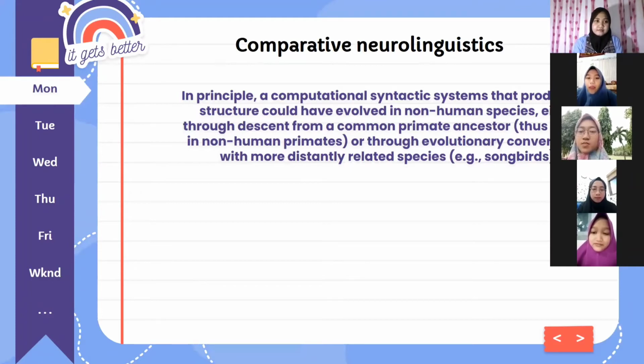Okay, thank you. In this slide, I would like to explain about comparative neurolinguistics. In principle, a computational syntactic system that produces structure could have evolved in non-human species, either through descent from a common primate ancestor or through evolutionary convergence with more distantly related species, e.g., songbirds. However, so far there is no empirical evidence that suggests that non-human species have such a system. Therefore, it suggests that language is specific to humans. Next.